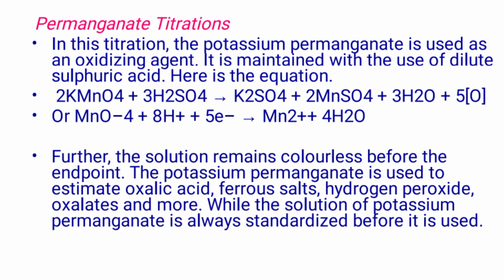Further, the solution remains colorless before the endpoint. Potassium permanganate is used to estimate oxalic acid, ferrous salt, hydrogen peroxide, oxalate and more, while the solution of potassium permanganate is always standardized before it is used.